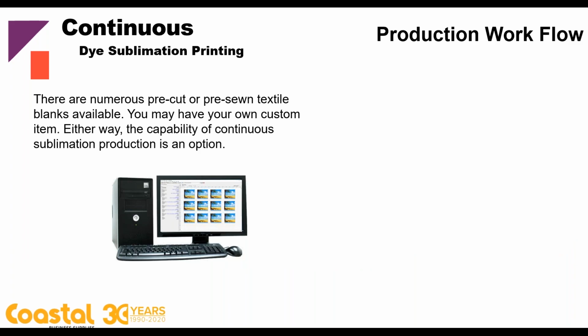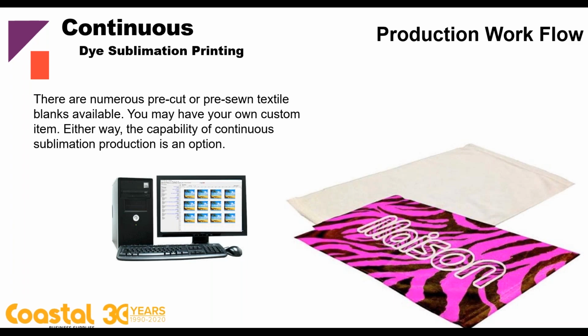There are numerous ways to do dye sublimation printing on the cut and sew method, whether you're going to work with an item that's pre-cut or pre-sewn. We have a lot of blanks available at Coastal to be able to do this, whether it's mouse pads or beach blankets. Either way, we're going to show you how to do this on a more continuous level, a quicker, faster production flow versus just printing one item at a time and pressing one item at a time. So we're going to keep scaling it up throughout today's webinar.